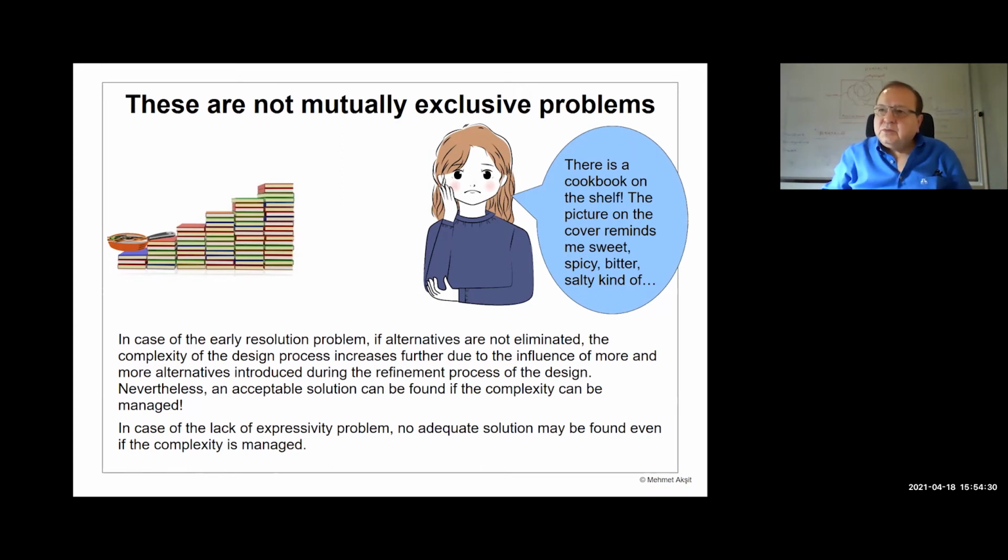These two cases are not mutually exclusive. In case of the early resolution problem, if alternatives are not eliminated, the complexity of the design process increases further. Nevertheless, if you can manage the complexity by not committing too early to one of the alternatives, then acceptable solutions can be achieved. However, in case of the lack of expressivity problem, no adequate solutions may be found, even if the complexity is managed, because you cannot express what you want to express.